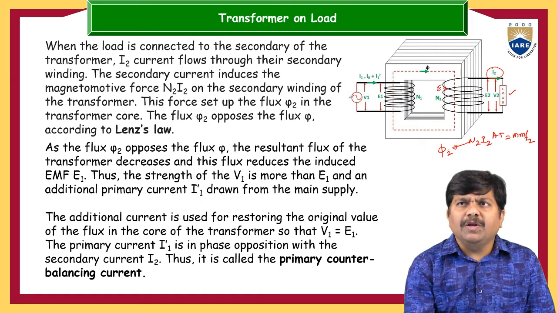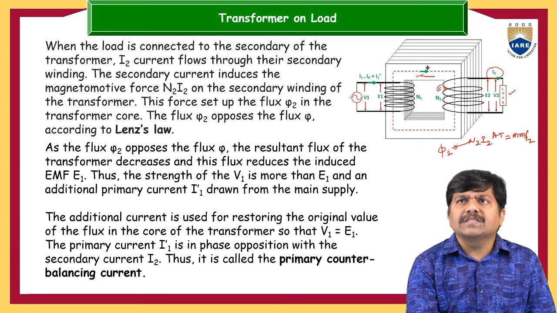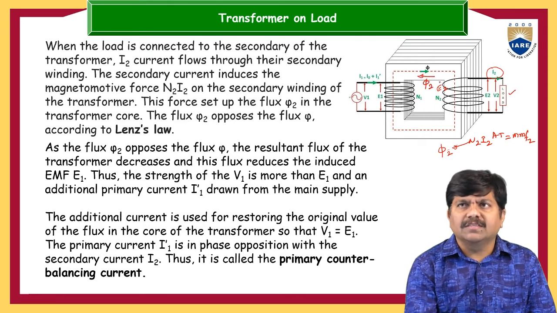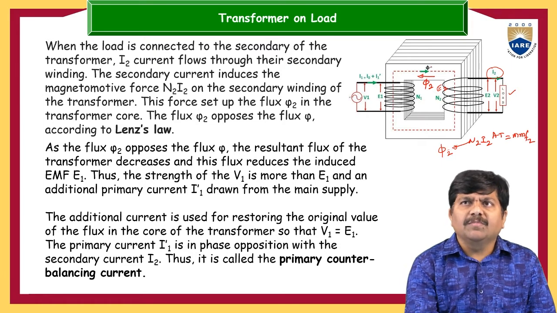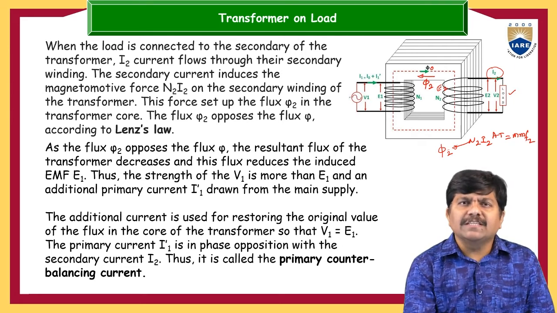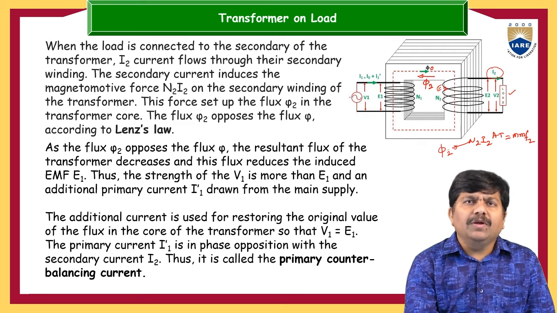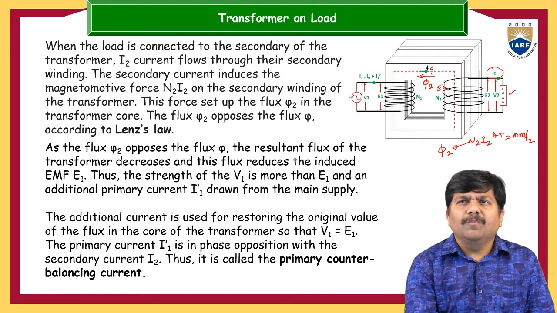So always this pi 2 will be in the opposite direction to the actual flux. The main flux is this pi naught, and this pi 2 can sometimes also be called the load flux, because that flux is established in the magnetic core because of the load only. So this pi 2 will be in the opposite direction to the main flux, or no load flux.